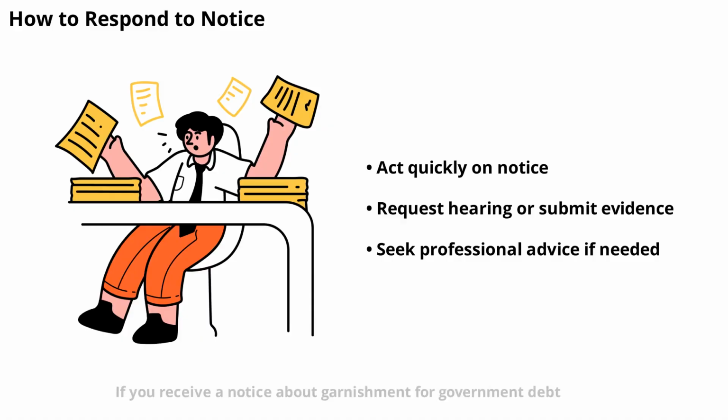If you receive a notice about garnishment for government debt, it's important to act quickly. Read the notice carefully to understand the amount owed and the agency involved. You may have the right to request a hearing, submit evidence, or negotiate a payment plan. Ignoring the notice can lead to automatic garnishment, so take action as soon as possible. If you're unsure how to proceed, consider seeking advice from a financial counselor or attorney.